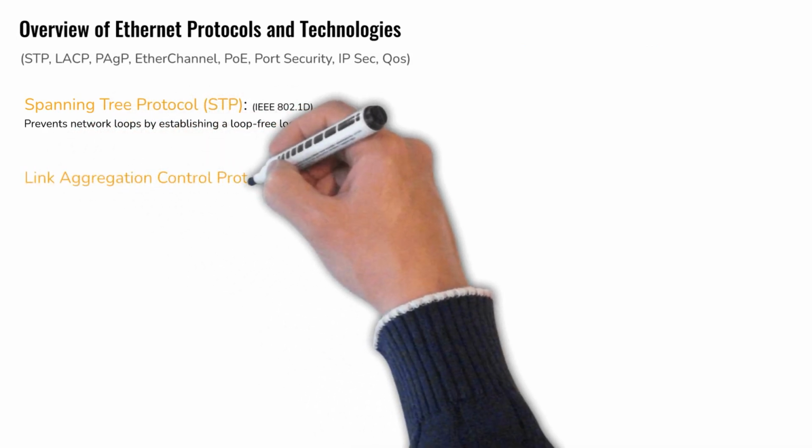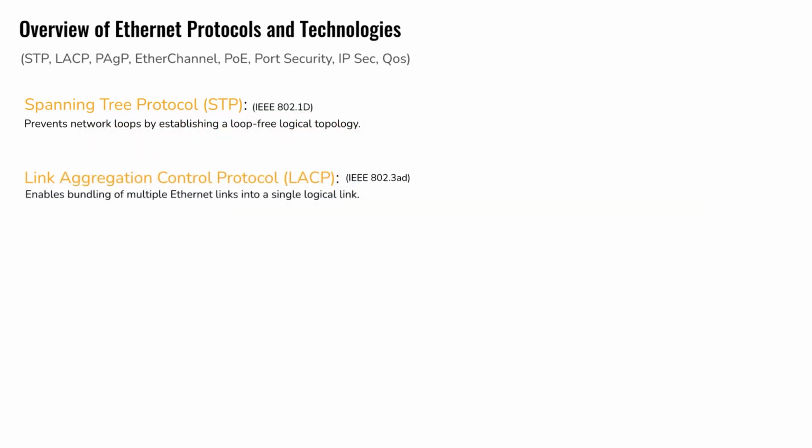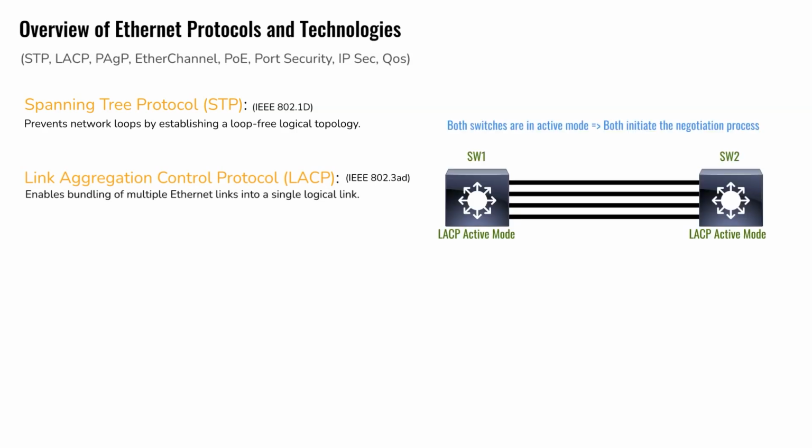Moving on to Link Aggregation Control Protocol, defined by the IEEE 802.3ad standard. It enables the bundling of multiple Ethernet links into a single logical link, known as a Link Aggregation Group, or LAG. By exchanging Link Aggregation Control Protocol Data Units, LACP dynamically negotiates link aggregation between devices, ensuring efficient bandwidth utilization and redundancy through automatic failover if a link fails. Offering load balancing based on various criteria, LACP can operate in active mode, where a device initiates link aggregation, or passive mode, where it only responds to LACP packets.